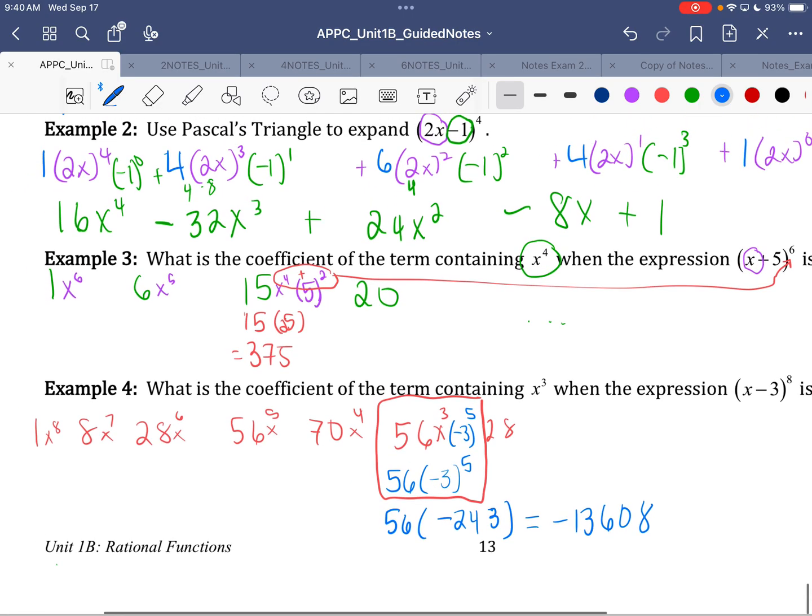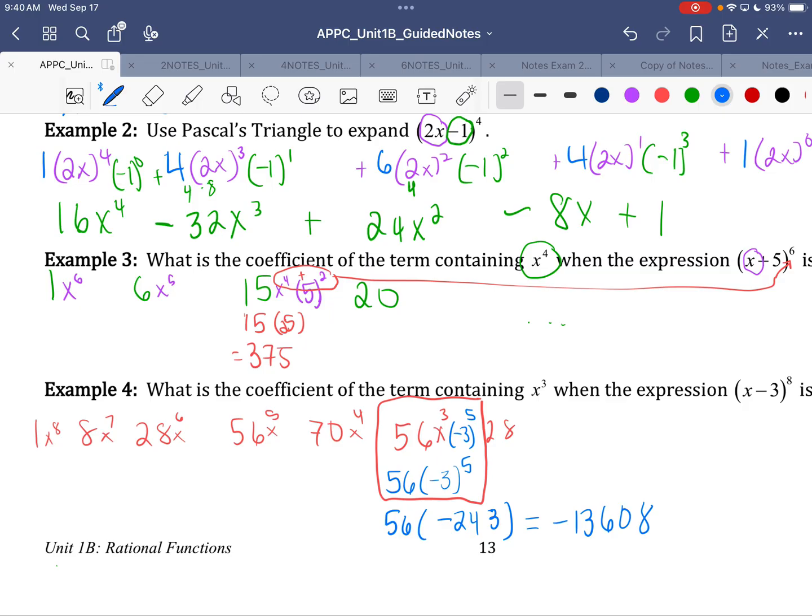If you had a calculator, you could have done 8 choose 5. This number here, or like 8 choose 5. How did I pick out 5 and not 3? Right, 8 minus 3 is 5. So whatever the degree is here, this term is like 8 minus the degree. So that's how you could figure out without Pascal's triangle if it's huge.